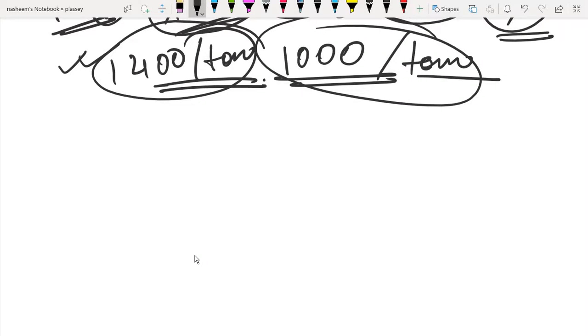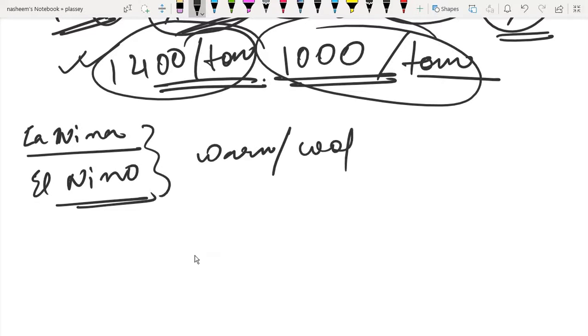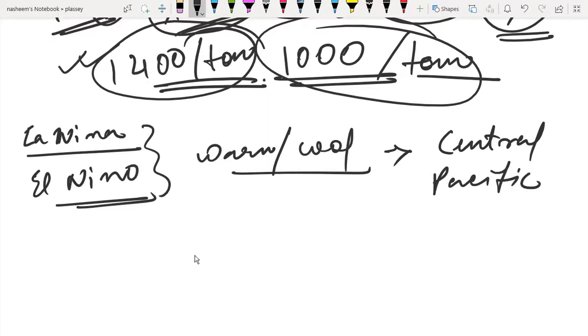अब देखिए फसल सही हो गया, like today if we have a La Nina year, and we'll go through this in geography, we have La Nina and we have El Nino. These two are connected to the warming and cooling of the Central Pacific Ocean. That is a very strong correlation.